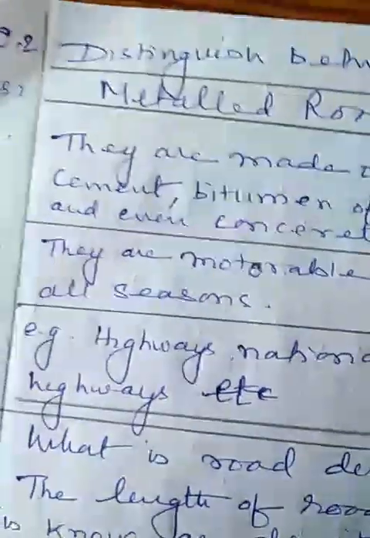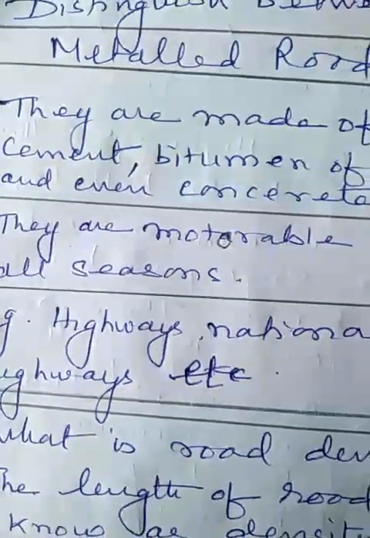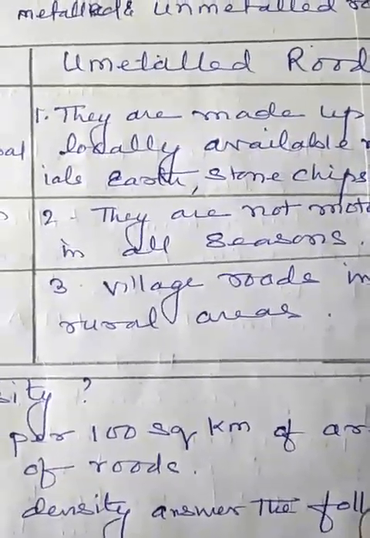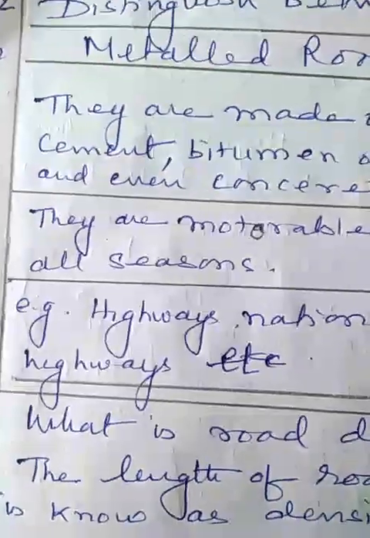Metal roads are motorable in all seasons. You can drive the vehicle in all seasons on a metal road, a pakka road. Unmetal roads are not motorable in all seasons. They are not motorable in the rainy season. Except the rainy season, you can drive vehicles on an unmetal road.